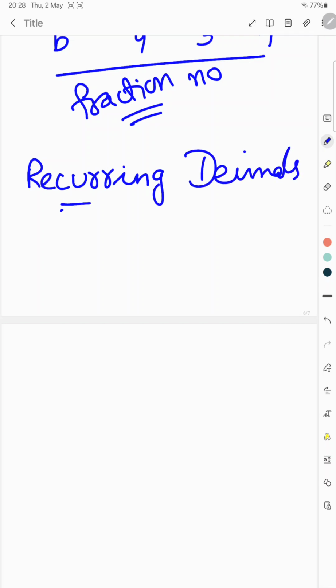So student, just remember, recurring is the word used for repeating. Whenever there is repetition in decimal numbers, we will say that they are recurring decimals. Now what are the numbers which are recurring decimals?